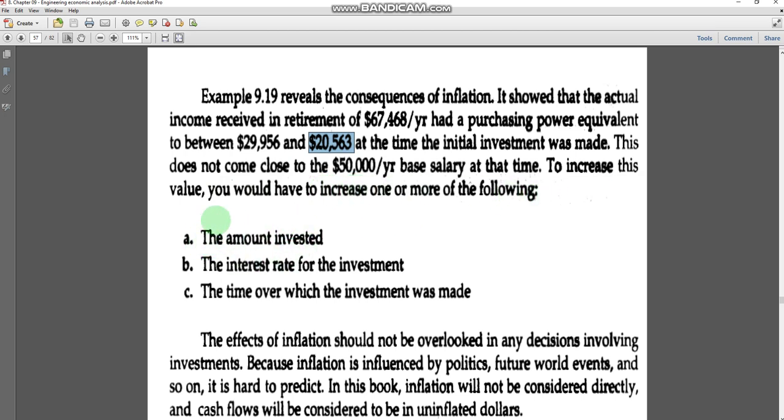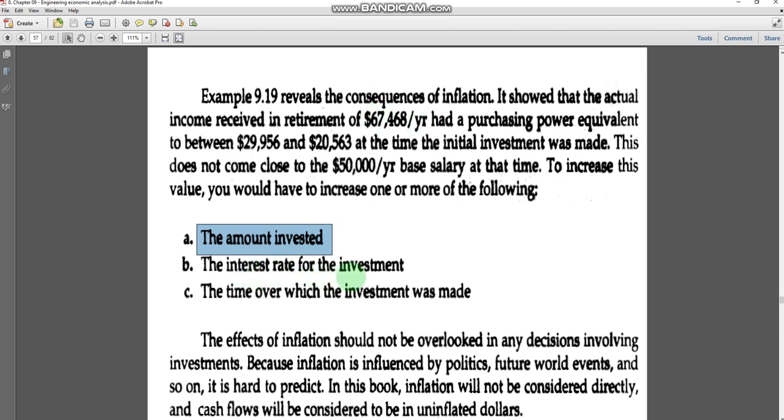So what you can do here is increase the amount of investment. How can you increase this number to get close to $50,000 or more? Maybe you can increase the amount of money that you're investing. Okay, maybe instead of $5,000 you invest $6,000 or $7,000 per year. This is how you can increase this number.